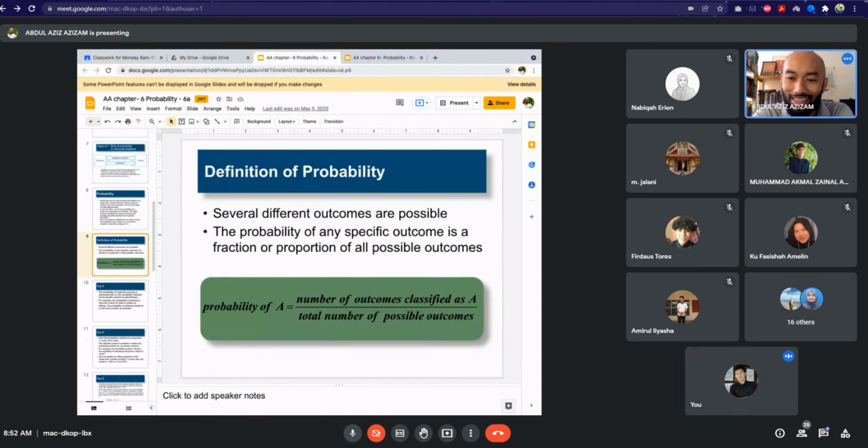Bisa percaya kan? You try buat. Okay, this is the rule of probability. This is the uniqueness. That's why we have the random, the normal distribution, yang bell shape tu.